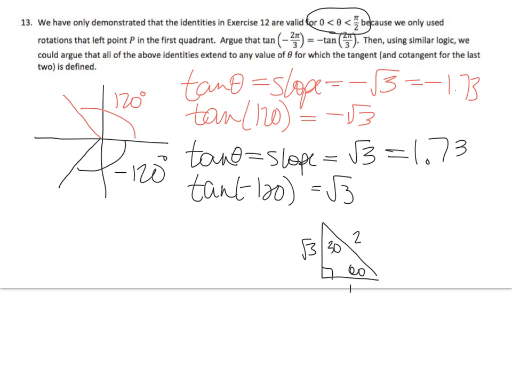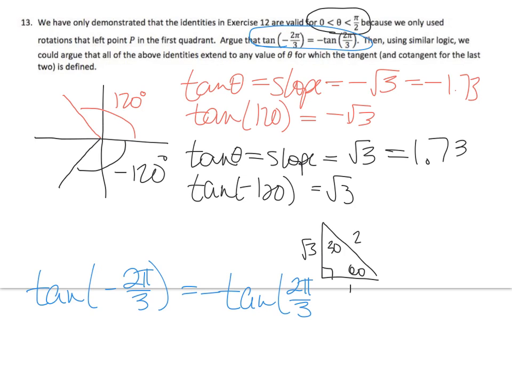So what we just said right here, or what the book is saying, is that tan of negative 2 pi over 3 equals negative tan of 2 pi over 3. Now let's continue with the problem. So using similar logic, we could argue that all of the above identities extend to any value of theta for which the tangent and cotangent is defined. I need another slide to continue on the explanation. So write this down if you can. I'm moving to a new slide.